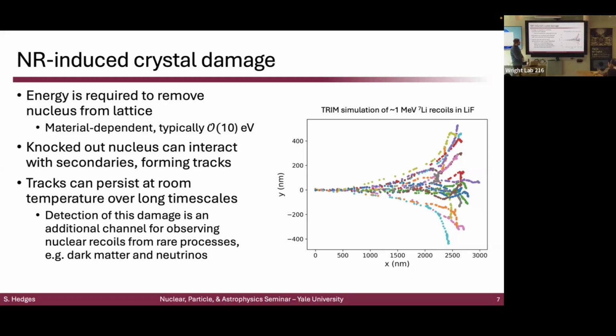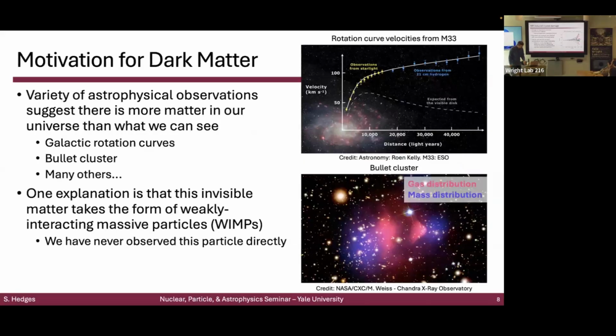This is done with SRIM. This is a plot of the vacancies of a couple lithium-7 recoils in lithium fluoride. So you see these nice tracks from nuclear recoils. This all works because these tracks can persist at room temperatures over long periods of time. And if we can measure this damage, then all of a sudden we have this new channel for going after nuclear recoils from rare processes like dark matter and neutrinos.